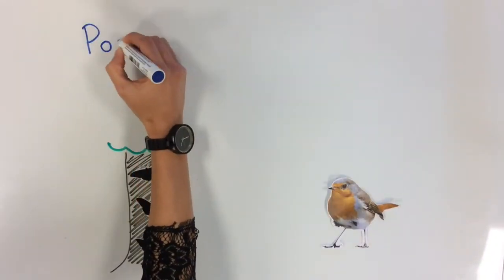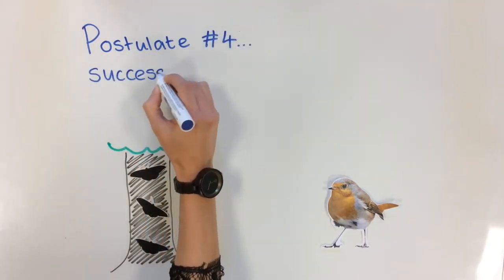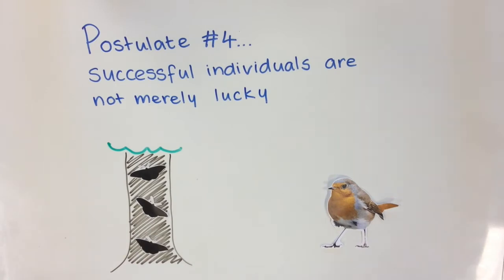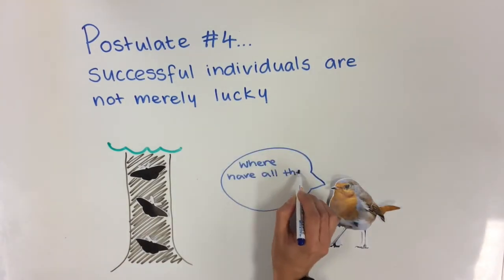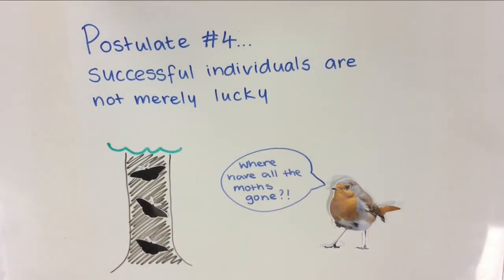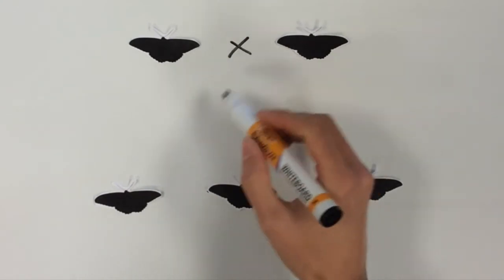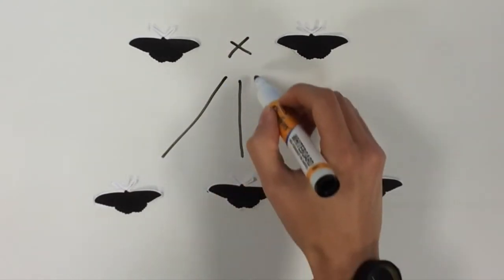The fourth postulate is that the successful individuals are not merely lucky. Instead, they succeed because of the variant traits they have inherited and will pass on to their offspring. So in short, this means that natural selection is not just a random process. The dark-coloured moths had a better chance to survive because they could escape predators better, and therefore have more babies that have also inherited that same advantageous trait.